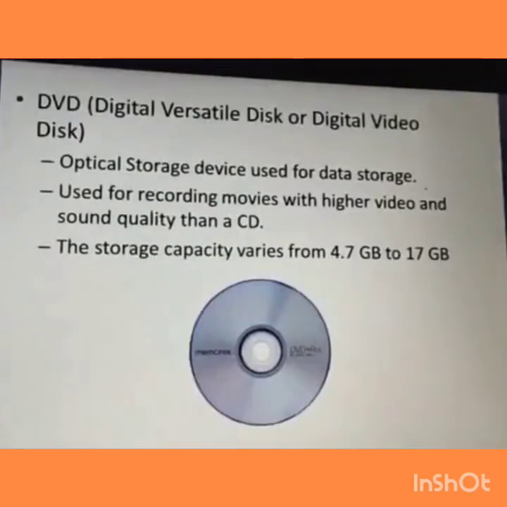DVD. It is an optical storage device used for data storage. It is used for recording movies with higher video and sound quality than a CD. The storage capacity varies from 4.7 GB to 17 GB.